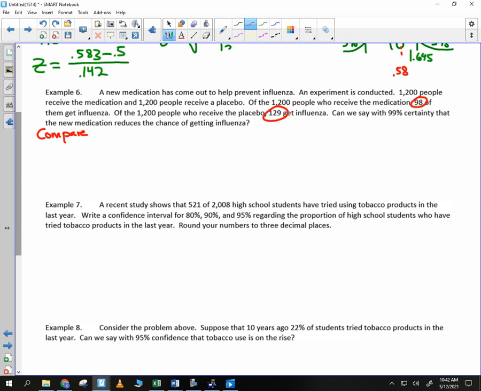Really what we want to do is compare these two results. How does 98 over 1,200 compare to 129 over 1,200? Isn't that what you're wondering? How big of a difference are those two things? Let's get percentages for each to 3 decimal places.